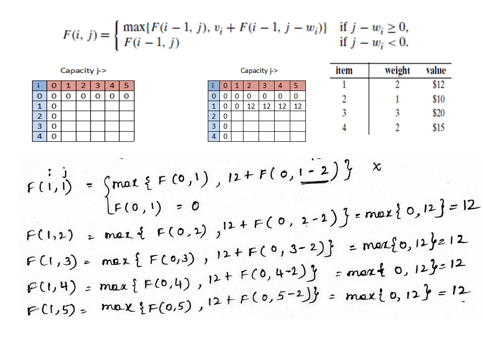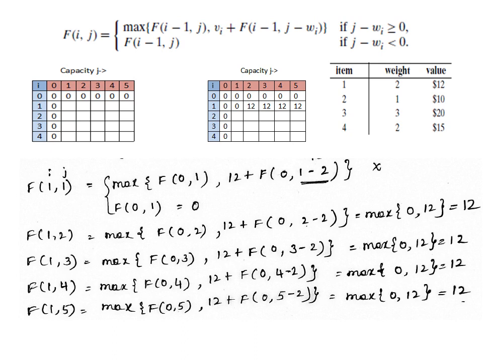F of 1, 2 is equal to the maximum of f of i minus 1, that is 0, j value is 2, v1, that is 12, plus f of i minus 1, that is 0, and j value is 2 minus the weight of the first item which we are trying to include, which is also 2. 2 minus 2 is equal to 0. So here the condition is true. The capacity of the knapsack is 2, and we can place the item with weight 2.